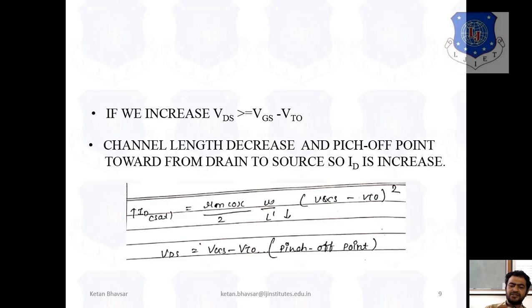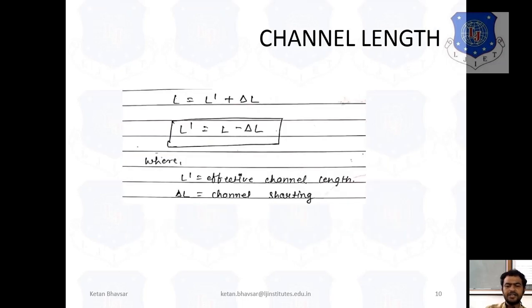So in channel length modulation, we have the same equation for the drain current ID in the saturation region, but instead of L we have to write L dash. This is the only change when you write the ID equation for saturation in channel length modulation. So ID saturation is equal to mu n Cux by 2 W by L dash into Vgs minus Vto. As you already know, Vds is equal to the pinch off point, Vgs minus Vto. And L dash is equal to L minus delta L, the effective channel length because of the channel displacement vector.